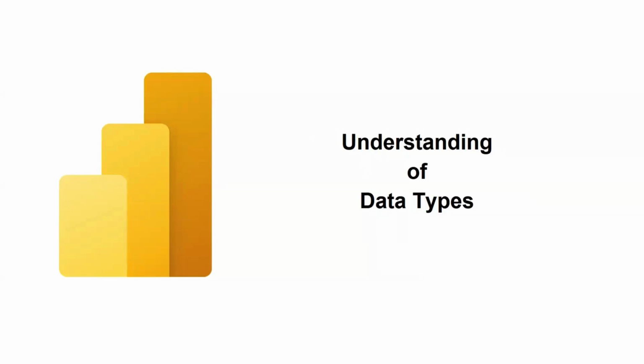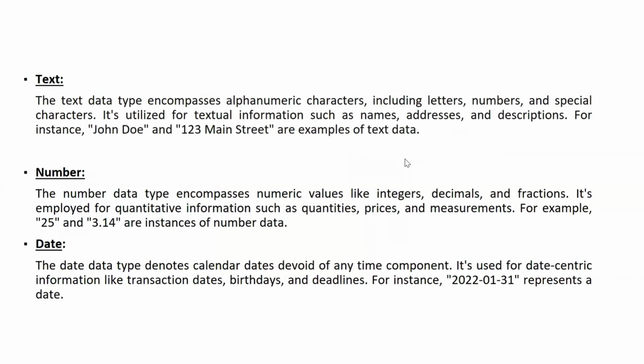Some of the common data types in Power Query are the text data type. In Power Query, the text data type serves as a fundamental building block for handling textual information within your dataset. It represents the alphanumeric characters, including letters, numbers, and special symbols, and is commonly used for storing textual data such as names, addresses, and descriptions.